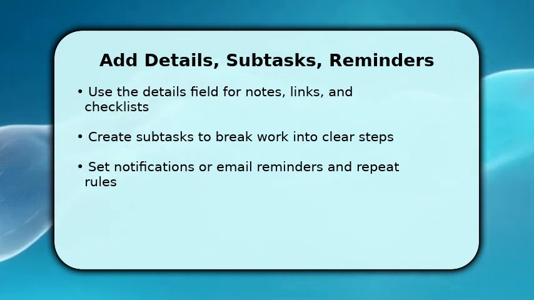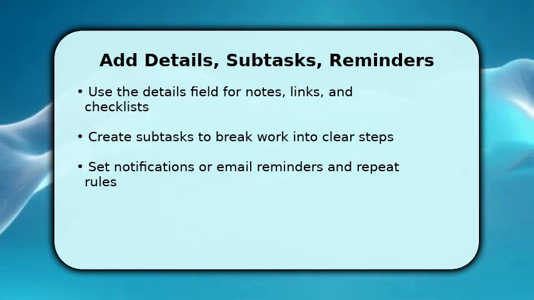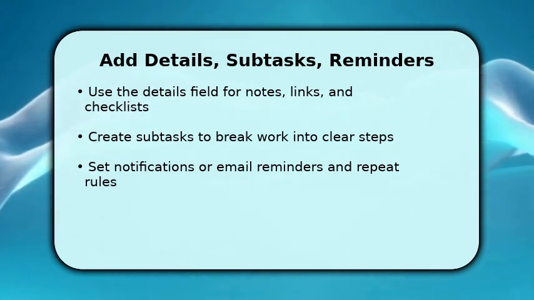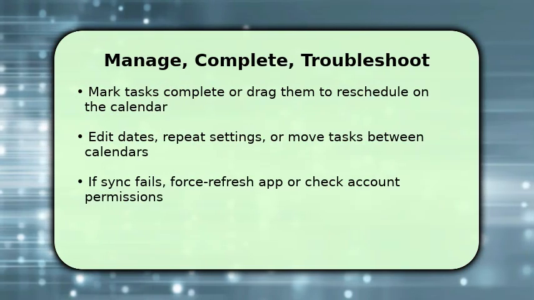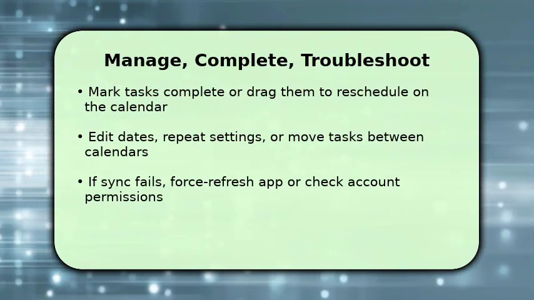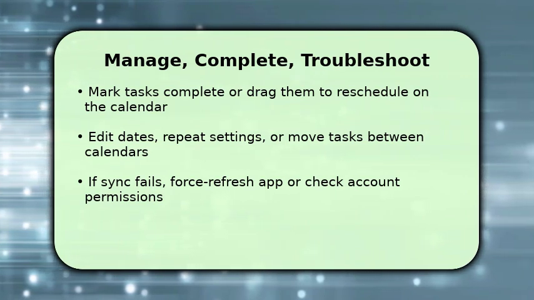If you use labels or separate calendars, color code tasks to visually separate categories. This helps you scan priorities quickly. You finish by managing and completing tasks directly from Calendar. Mark completed items or drag them to a new date to reschedule.